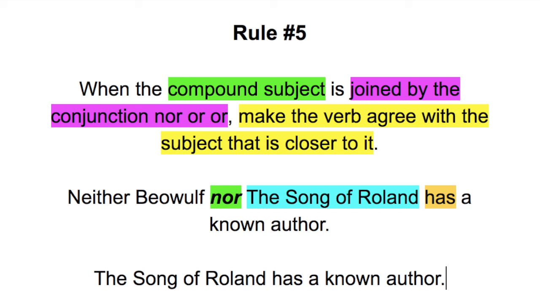So in this sentence, the Song of Roland is closest to the verb. What I like to do is just cover up everything before the Song of Roland because I have that conjunction nor. So now I just read it like the other words before the Song of Roland aren't even there. The Song of Roland has a known author. Now, if it were a compound subject with and, Beowulf and the Song of Roland have known authors. But because we're using neither nor, just like if we used either or, we consider it a singular subject.